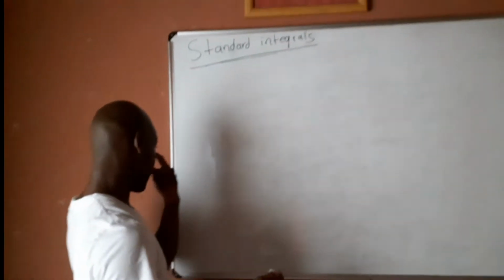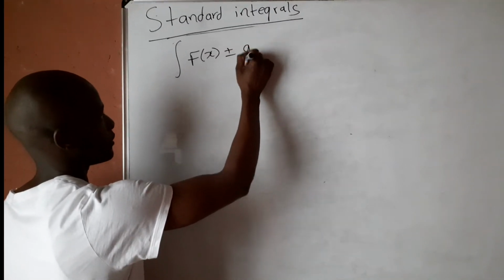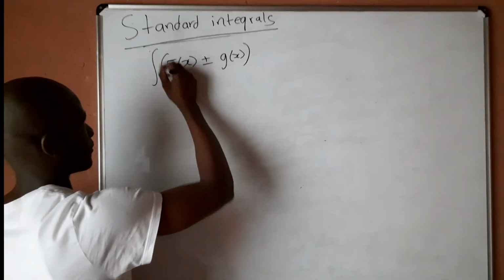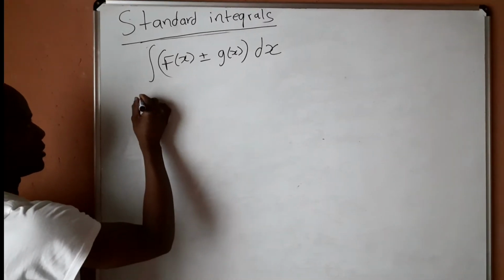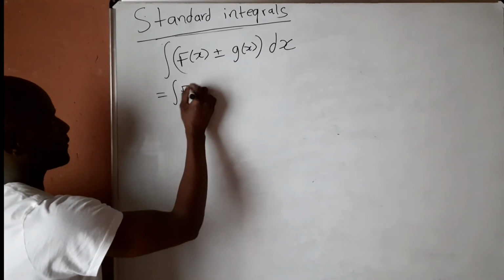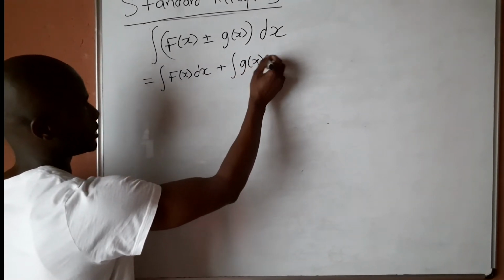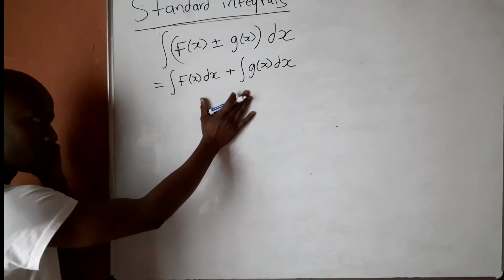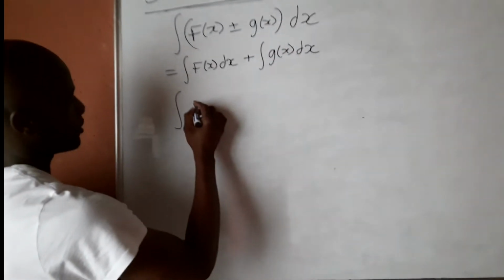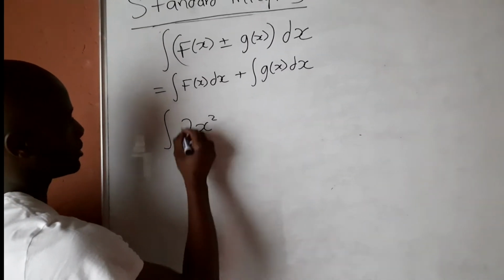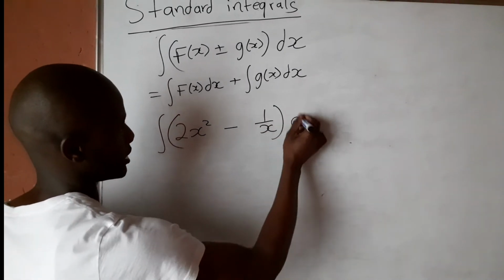So another formula for standard integrals: integrate f of x plus or minus g of x dx. So we're going to separate this. It's going to be the integral of f of x dx plus the integral of g of x dx. We integrate them separately. So an example, they can say integrate 2x squared minus 1 over x dx.